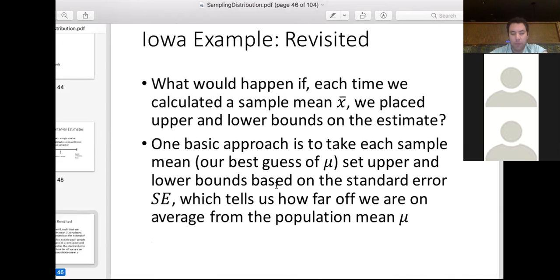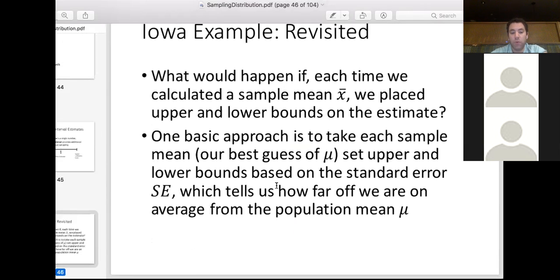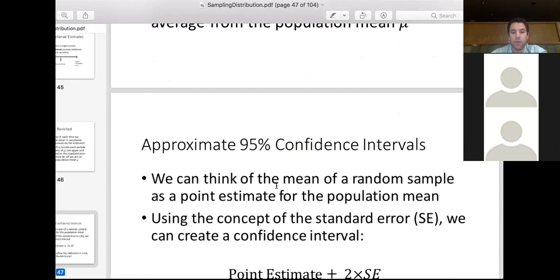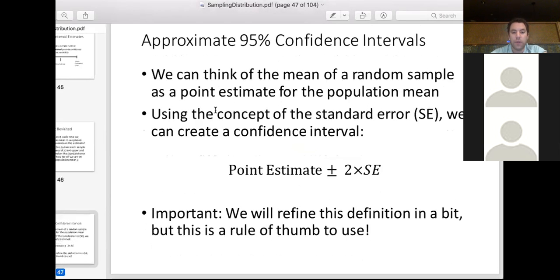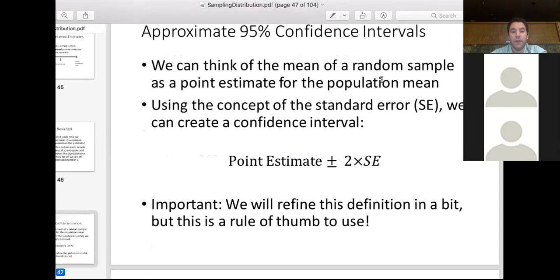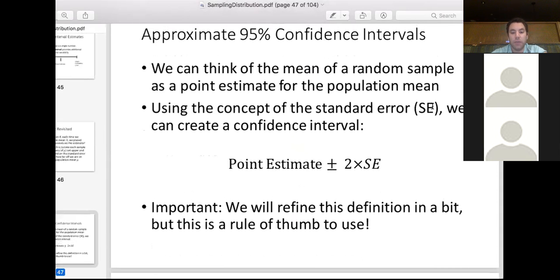For the example of the Iowa census data, our basic approach is to take each sample mean, our best guess of mu, and set upper and lower bounds based on the standard error, which tells us how far we are from the population mean mu. We typically use 95% confidence intervals, and we can use the standard error to create a confidence interval of the point estimate plus or minus 2 standard errors of the mean. That will be a roughly 95% confidence interval.